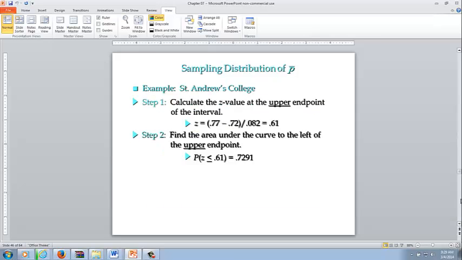First, calculate the z-value at the upper endpoint. And remember the equation from chapter 6 is just equal to 0.77 minus the mean, which is 0.72, divided by the standard deviation, which is 0.082. That gives us z of 0.61. And the area to the left of 0.61 is 0.7291.